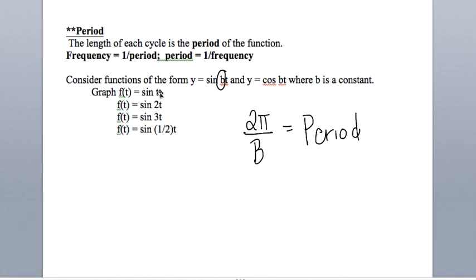So in our original graph, the sine, this would be 1t, that makes your period 2 pi. When we had a 2 here, 2 pi over 2, that gave me a period of pi. When we put the 3 here, our period was 2 pi over 3, and so on. And so that's going to be our method to be able to figure out the period of each graph.